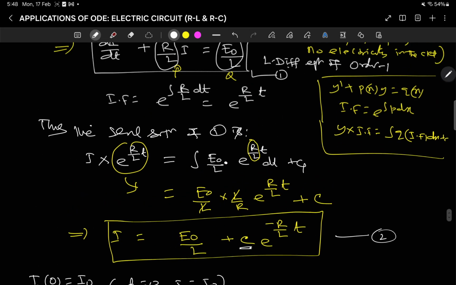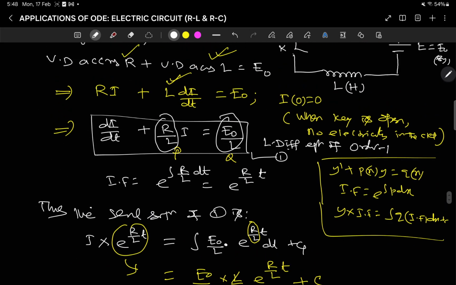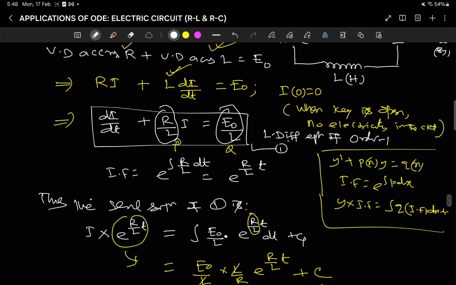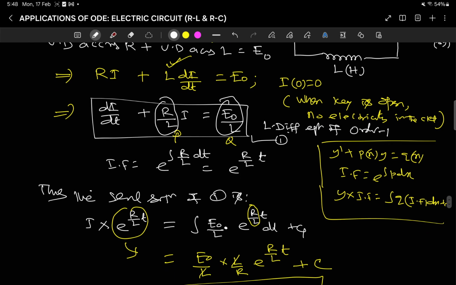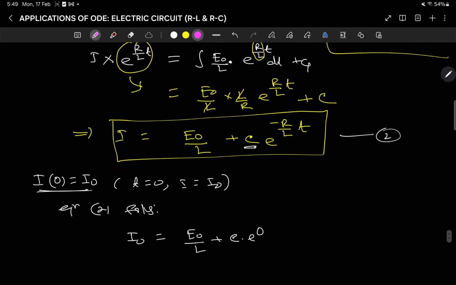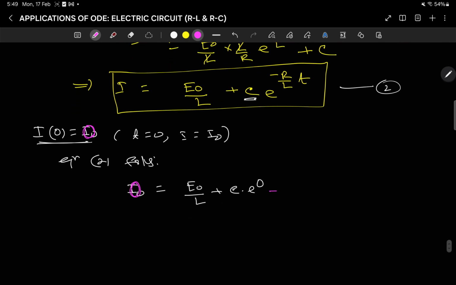Here the initial condition is I of 0 is equal to 0. Initially there is no current. So we have this condition, I0 is equal to 0. So 0 is equal to this, which means C is equal to minus E0 by L.